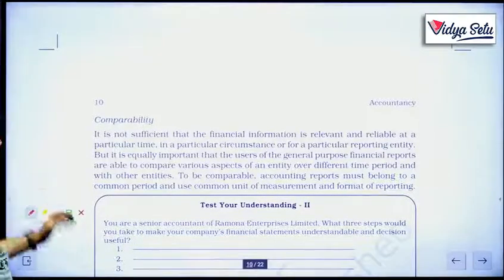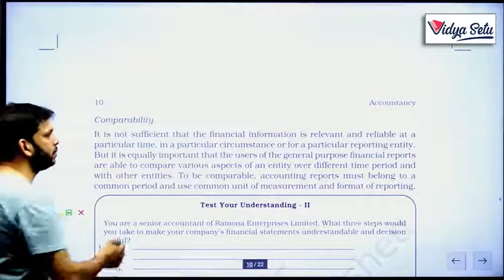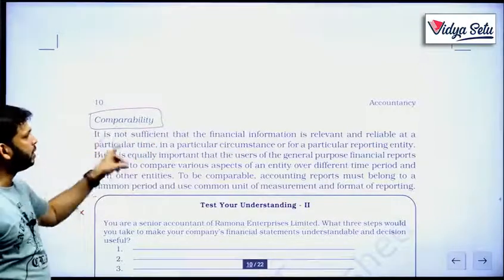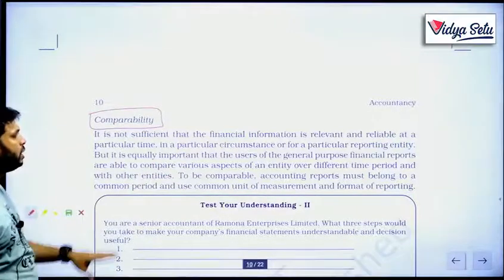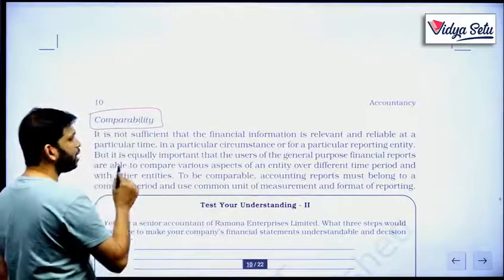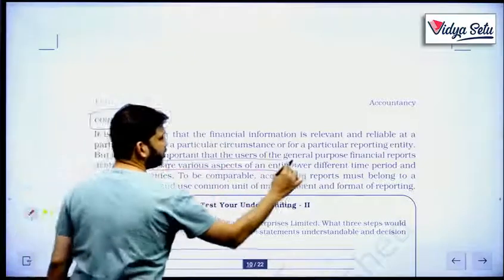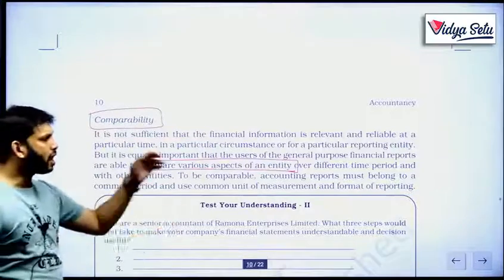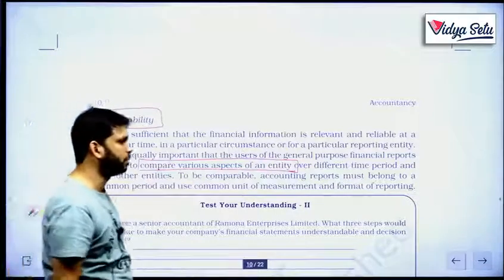The last thing here is comparability. It is not sufficient that the financial statement is relevant and reliable at a particular time, in a particular circumstance, or for a particular reporting entity. It is equally important that the users of general purpose financial reports are able to compare various aspects of the entity over different time periods and with other entities. To be comparable, accounting reports must belong to a common period and use common units of measurement and format.